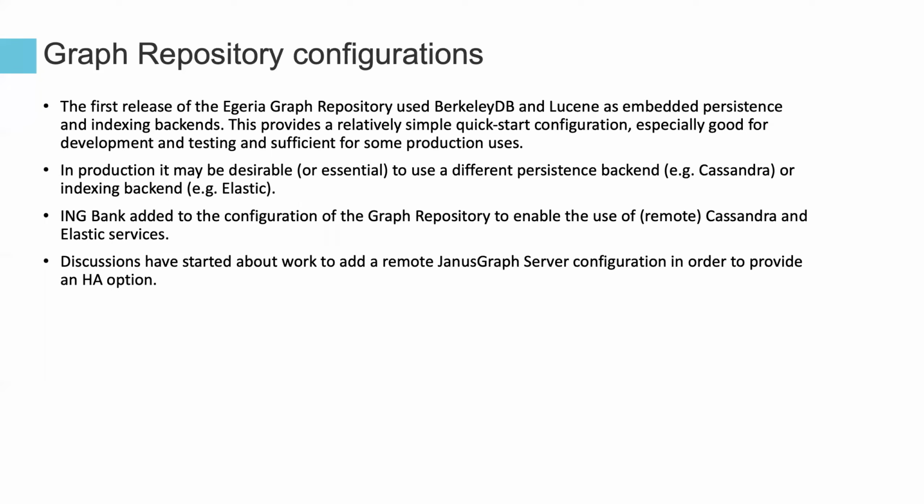And we're also starting to discuss doing an additional piece of work which will allow us to remote the Janus Graph server piece itself. And that would be nice because it will allow us to provide an HA option. So you'll be able to have multiple servers up and running. If we have a system failure, then we'll be able to pick up and carry on through an alternate Janus Graph server. So the initial implementation was very much quick start. And as people are using this more, we're expanding it more and allowing more permutations.